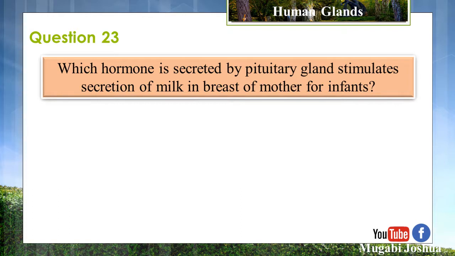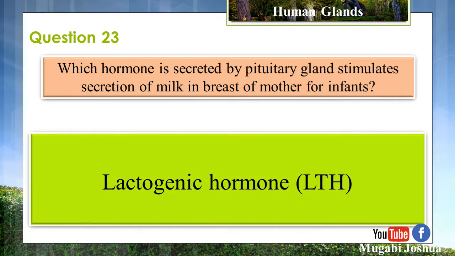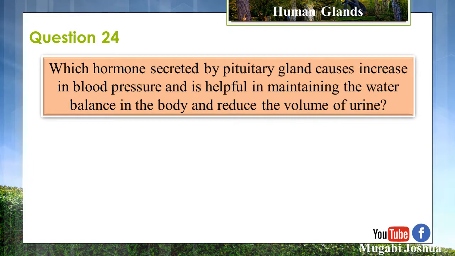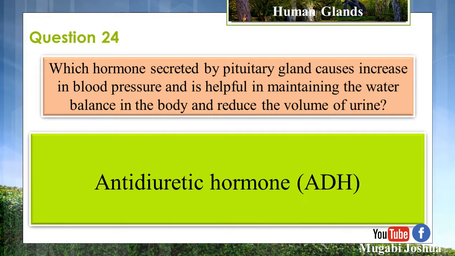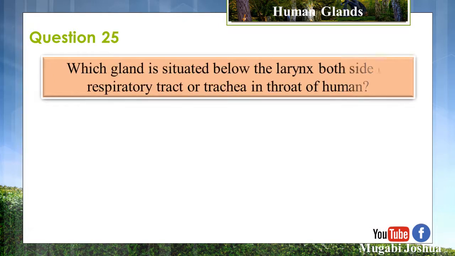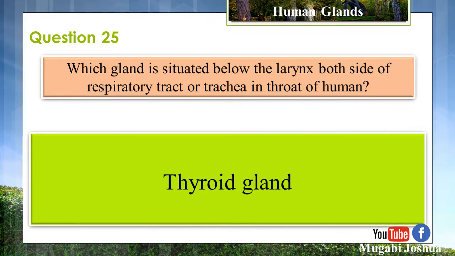Question 23. Which hormone secreted by pituitary gland stimulates secretion of milk in breast of mother for infants? Lactogenic hormone. Question 24. Which hormone secreted by pituitary gland causes increase in blood pressure and is helpful in maintaining the water balance in the body and reduces the volume of urine? Antidiuretic hormone. Question 25. Which gland is situated below the larynx, both sides of respiratory tract or trachea in throat of human? Thyroid gland.